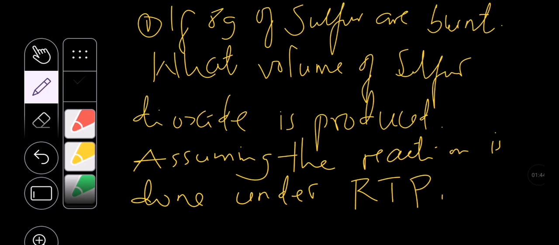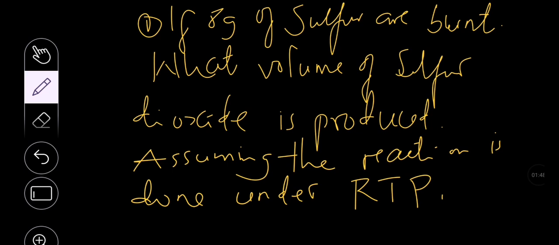Right, what do we have here? Let's underline the things that we're given in our question. If 8 grams of sulfur are burnt, so we're looking at 8 grams of sulfur, and burnt means this sulfur is undergoing what we call the combustion reaction. So it's burning. This sulfur is burning in oxygen.